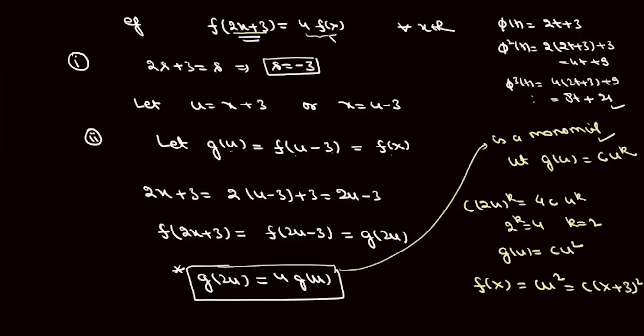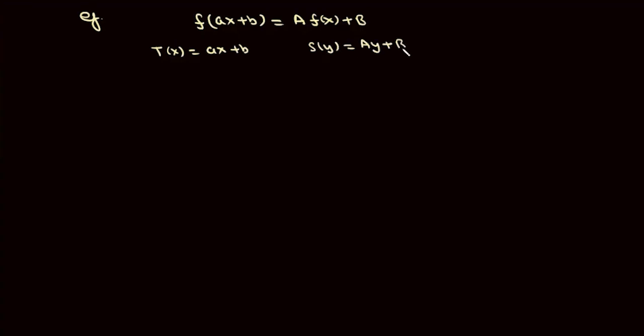There may be questions where your input may be affine and your output also may be an affine function. Say for example, when we have functions such as f(ax + b) = A f(x) + B. Now here input, it is ax + b, whereas your output, it is Ay + B. So this is your input map, and this is your output map.